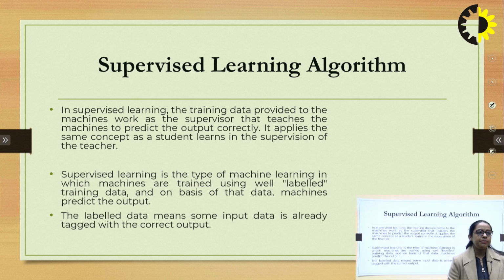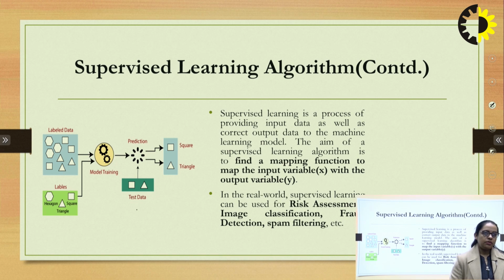So again I am repeating that supervised learning helps to train a machine model using a labeled data set, on the basis of which machines predict the output. Correct? So what is a labeled data set? It is a data set where input data is already mapped, already lined up, already tagged with the correct output.